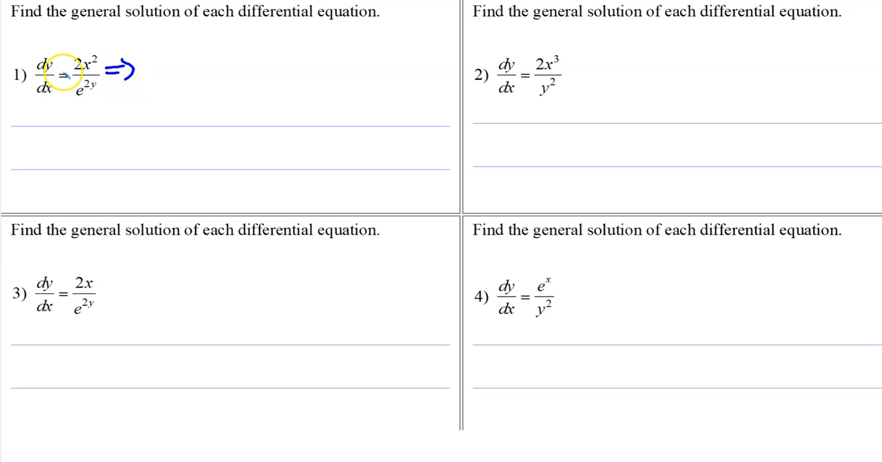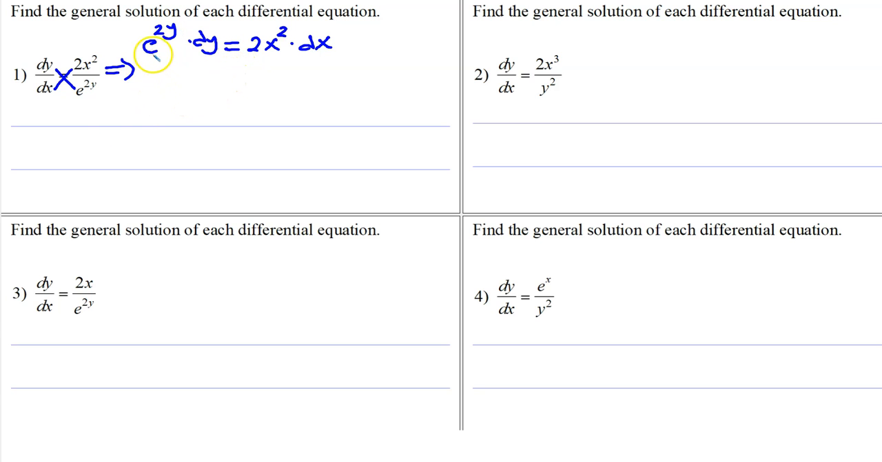In the first problem, in order to get the variables separated, we're going to do the cross multiplication. So when I do the cross multiplication, I get e to the power of 2y times dy equals 2x squared times dx. Notice that on the left hand side we have the function in terms of y times dy, and on the right hand side we have the function in terms of x times dx, which means the variables are separated. Perfect.